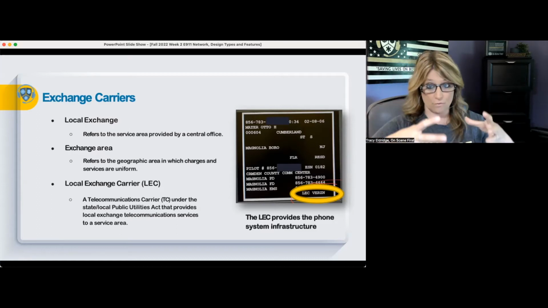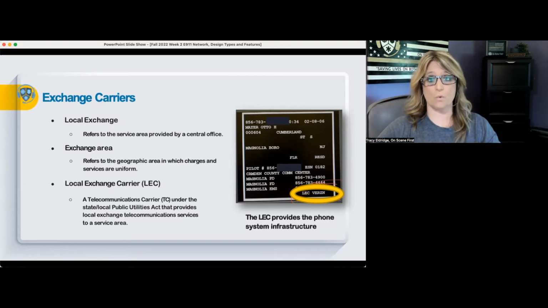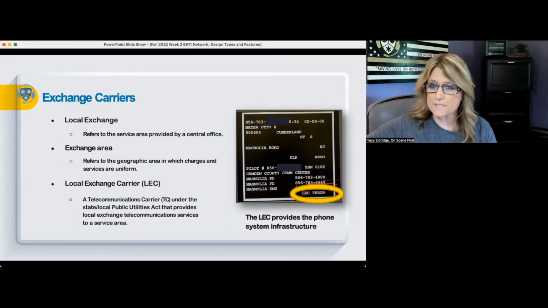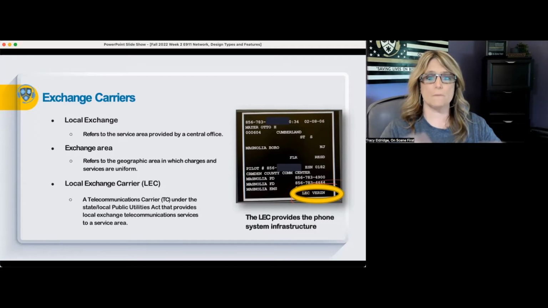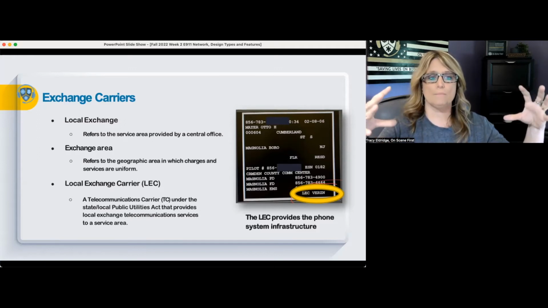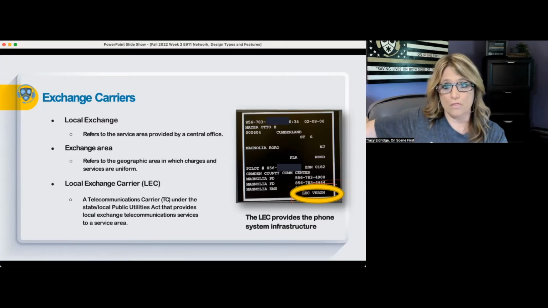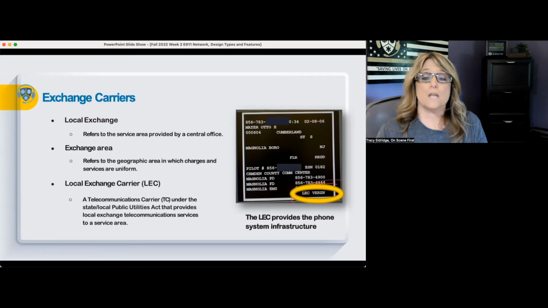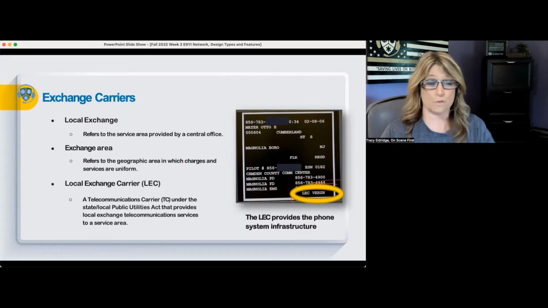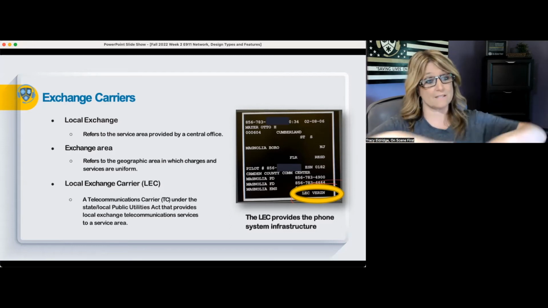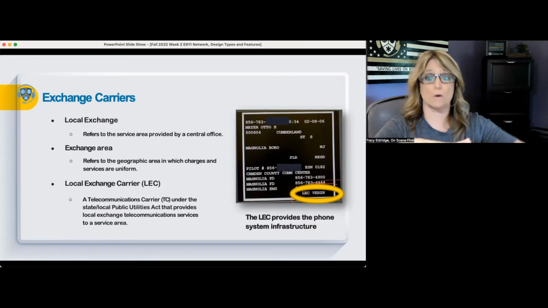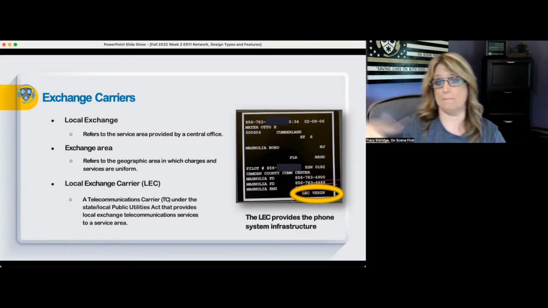So in my town in Rochester, we have a central office that's up on North Avenue. That central office accommodates Rochester. It may branch off into Freetown a little bit, but for the most part, that local exchange refers to the service area. So Rochester is the service area that belongs to that central office located on North Avenue. The exchange area refers to the geographic area in which the charges and services are uniform. So the exchange area is where else does that central office accommodate? That could be a little bit outside the line in Freetown and maybe Lakeville.